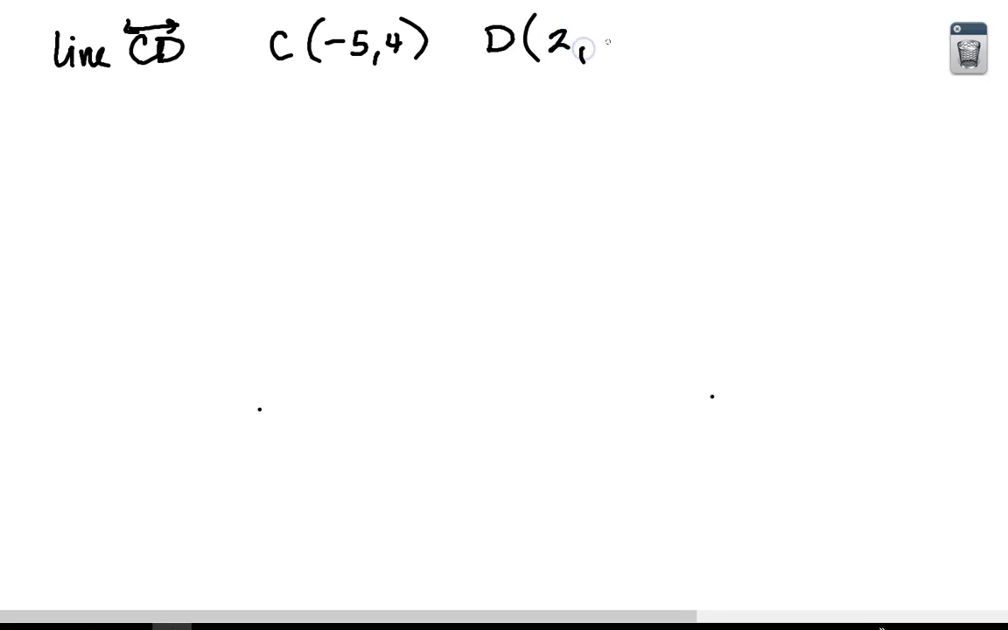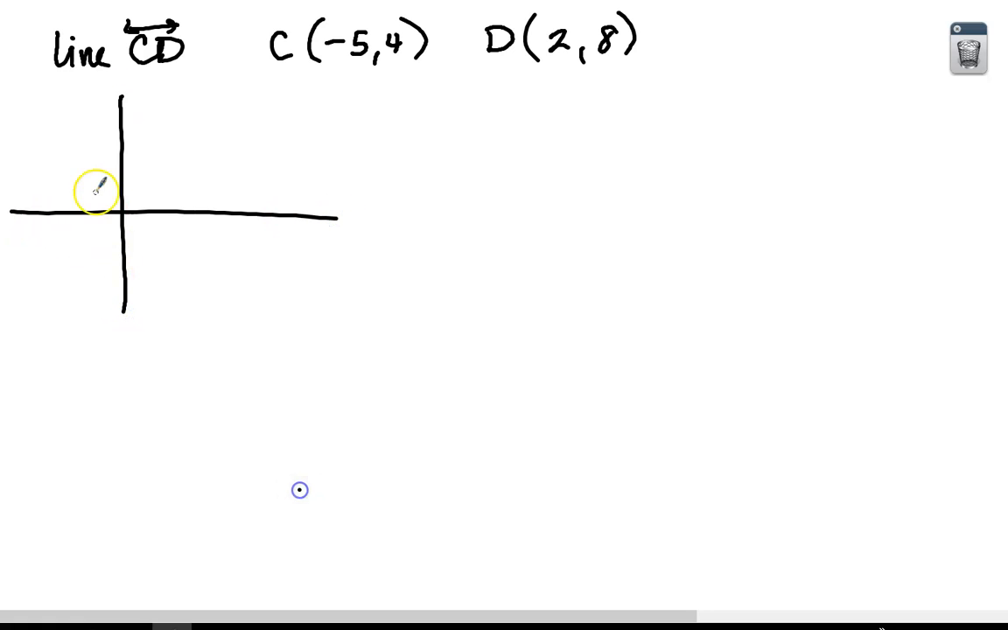Okay, so let's try some. Let's do one together to end this video. Let's say that we want to do line CD, and let's make point C be -5, 4, and maybe D will be 2, 8. The first thing that I would absolutely do for these is to sketch it, just so you can see what's happening.